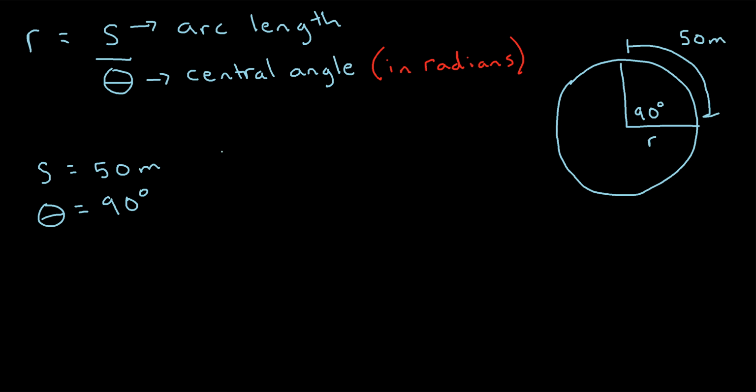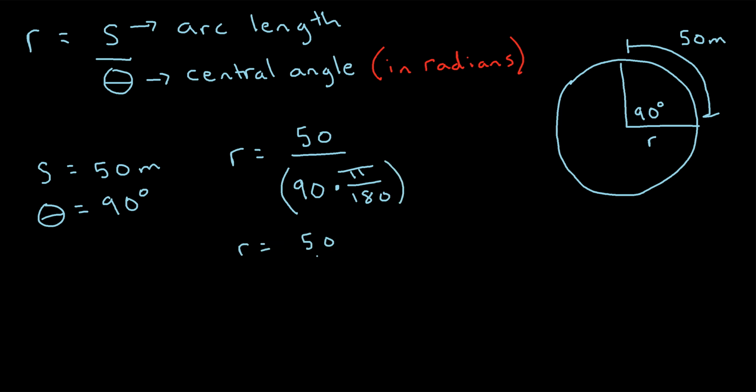Well, to do that, let's just plug these numbers into our formula. R is equal to the arc length, 50, divided by the central angle, 90. But remember the catch. This central angle has to be written in radians. Right now it's in degrees. So to convert it to radians, we multiply by pi over 180. So we get the radius is equal to 50 divided by 90 pi over 180.